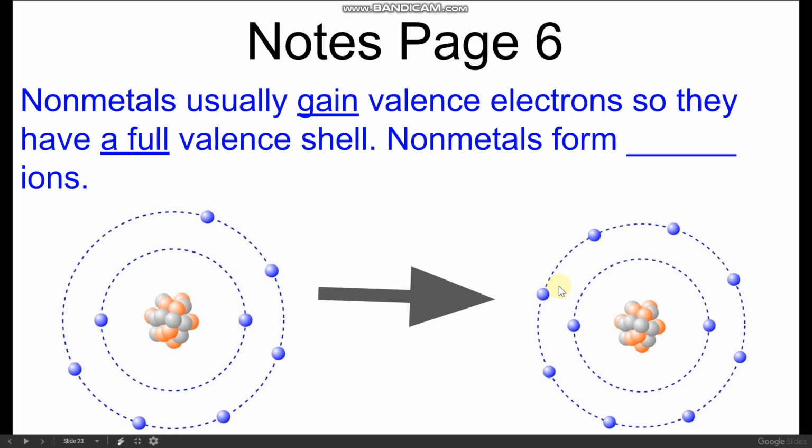And because they're gaining electrons, this atom has more electrons than protons. It has 10 electrons, but only 8 protons. Because it has more electrons than protons, and electrons have a negative charge, nonmetals form negative ions.